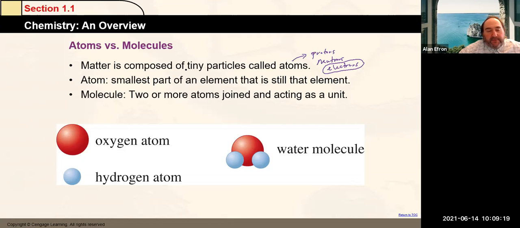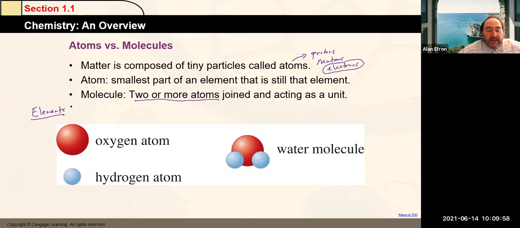Now, a molecule is two or more atoms that are acting as a unit. So basically, a molecule is a combination of two or more atoms. Sometimes people get confused about the differences between these terms. So first off, let's talk about elements. Atoms are the basic units of elements. You look on a periodic table, you can see all the elements.